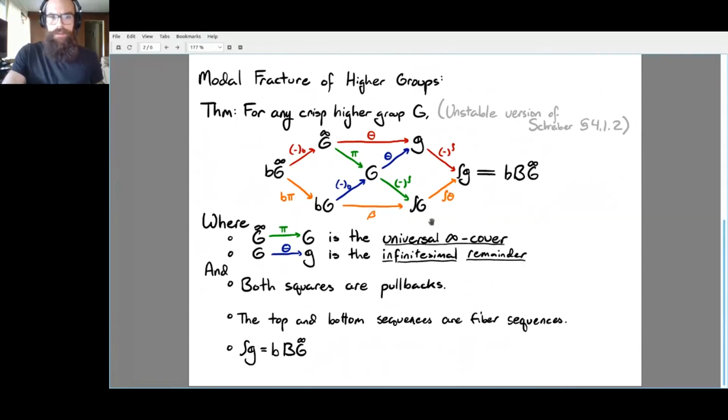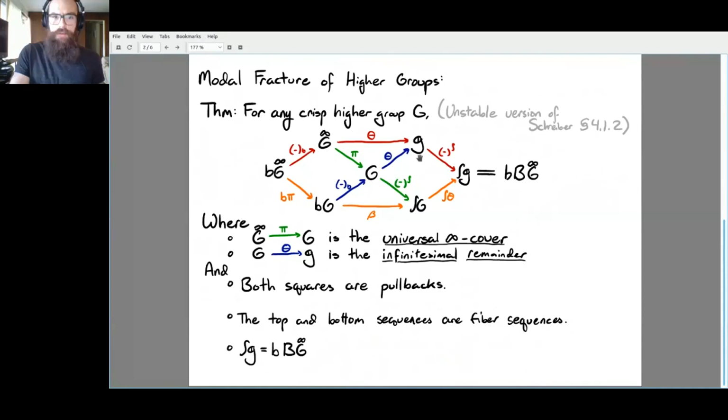I think if you can see my hand, that is the shape or homotopy type of G. And the fiber of the map which sends G to its homotopy type is the universal infinity cover of G. On the other hand, we have flat G, which we could think of as the underlying set of points of G, or the underlying space of points of G, discretely topologized.